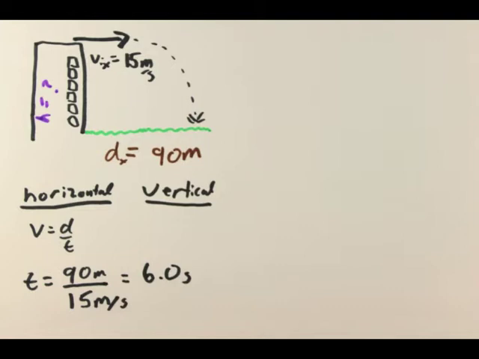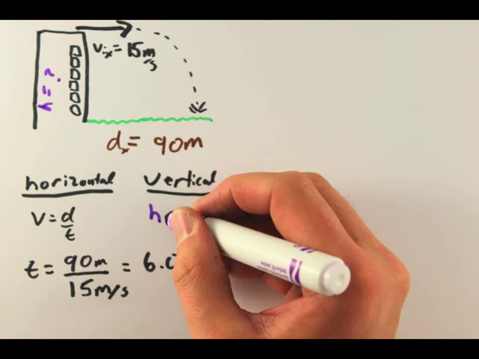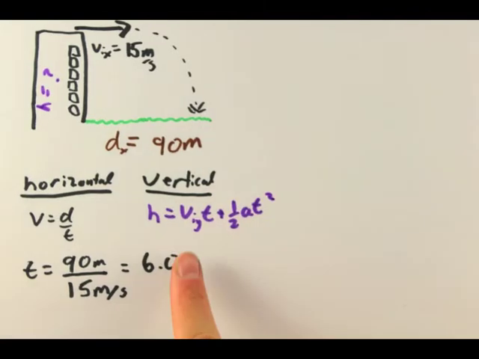Now, the vertical side we have to take into account gravity, so this is accelerating. So we can look on our formula sheet and find a formula that involves acceleration that will help us find the height. So we'll use the height is equal to initial velocity times time plus 1/2 acceleration, which is gravity, times time squared. Now remember, this left horizontally off the building, so there is no vertical initial velocity, so we can cross that part off.